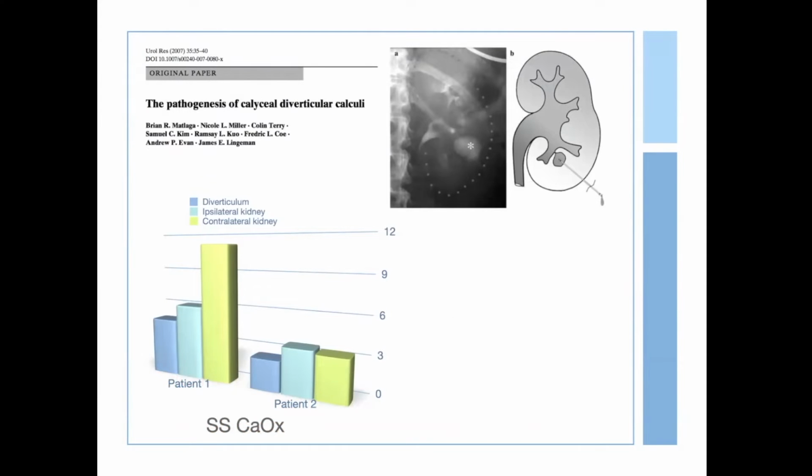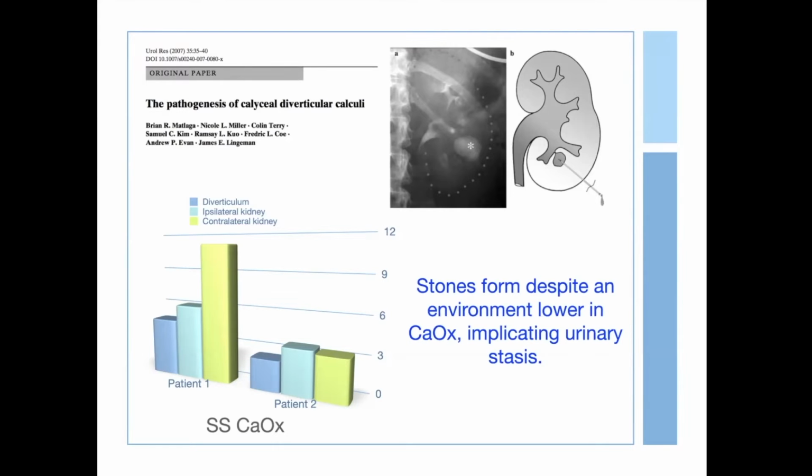If you look at these diverticula and actually sample the fluid from the diverticula, you actually see something quite interesting. Stones form in these diverticula despite an environment lower in calcium oxalate, and that argues perhaps for urinary stasis as a mechanism.